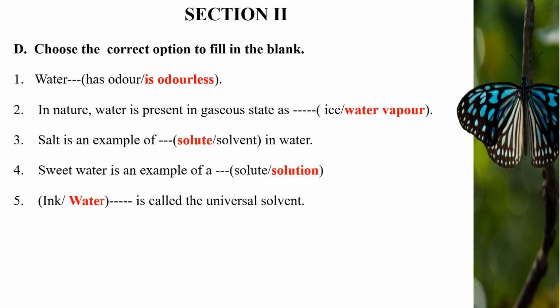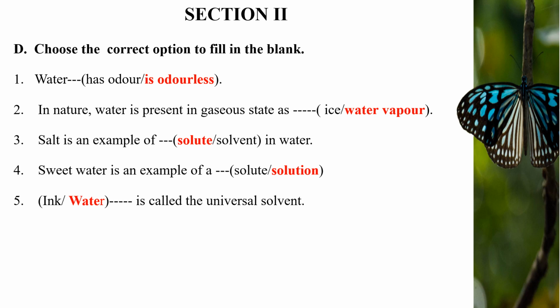Choose the correct option to fill in the blank. First, water dash. Options are has odor or is odorless. Correct answer is odorless. Water is odorless. Second, in nature, water is present in gaseous state as dash. Options are ice or water vapor. Correct answer is water vapor. In nature, water is present in gaseous state as water vapor.